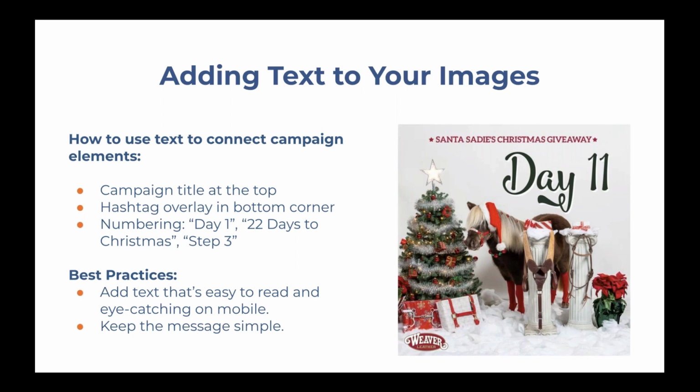There are 3 types of text you could consider adding to the photo for your holiday social campaign. The first is you could add the campaign name at the top, like in this real example, Santa Sadie's Christmas giveaway. Second, you could add a hashtag overlay in the bottom corner, like hashtag 12 days of Snappy. This option is especially great if you're pushing for involvement through a hashtag. And our final tip is to add numbering. It could be day 1, day 2, or a countdown like 23 days to Christmas, 22 days to Christmas, or steps to accomplishing something, and you're showing one part each day.